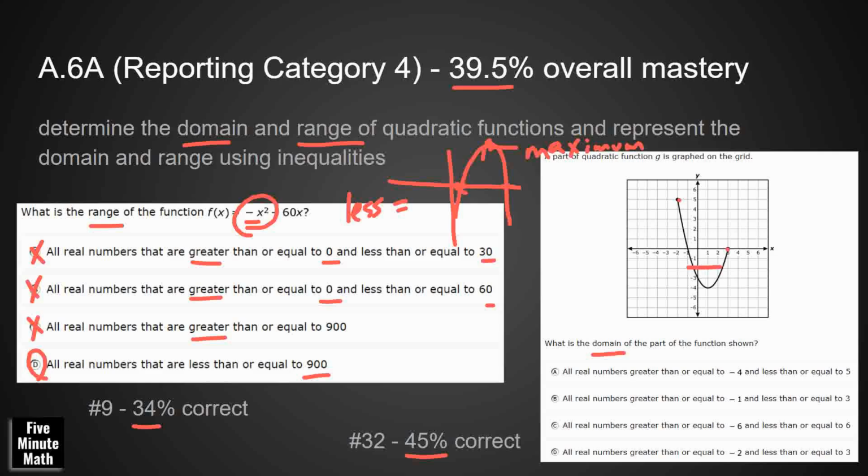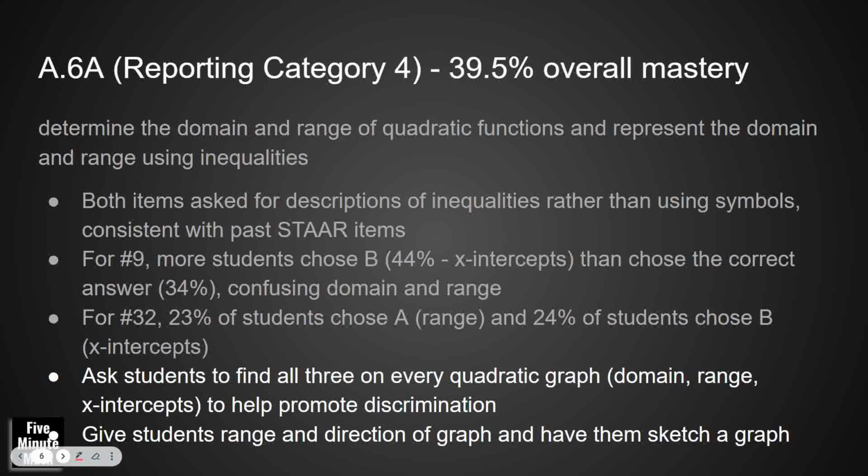So domain goes side to side, right? And so we're looking at -2, and then we're looking at 3, okay? So x is going to be less than or equal to 3, greater than or equal to -2. And so we're looking at D right here, greater than or equal to -2, less than or equal to 3. Obviously, some of our choices are using these y values, the 5 and the 0, or in this case, a 5 and -4. That's the minimum and the maximum. So there's a lot of different ways to trip students up. So we had 45% correct on that one.